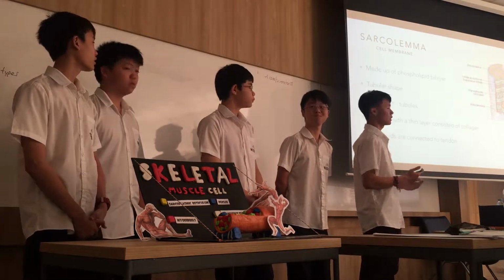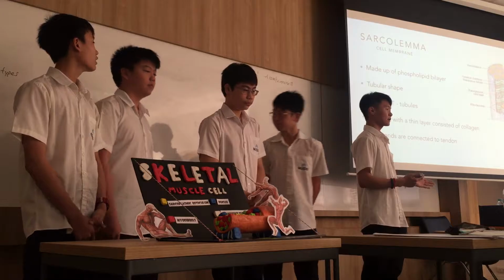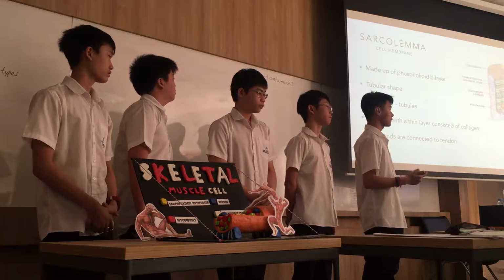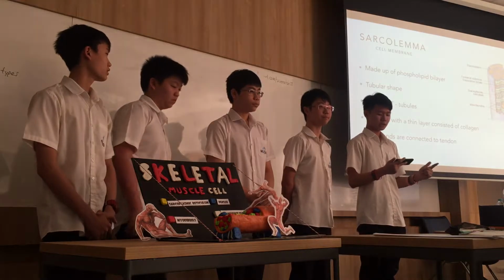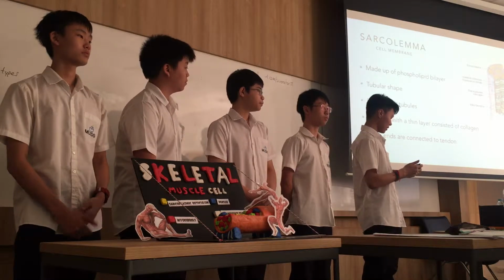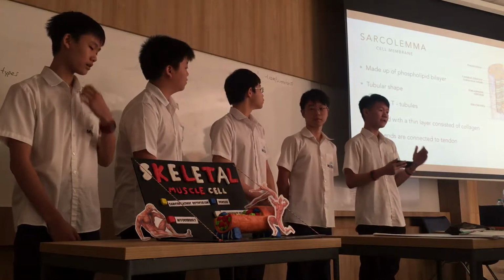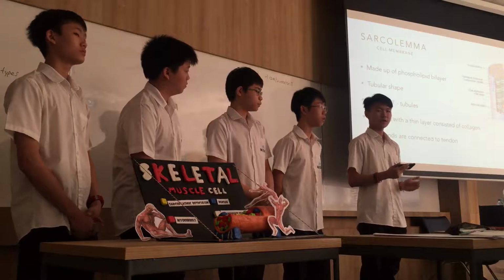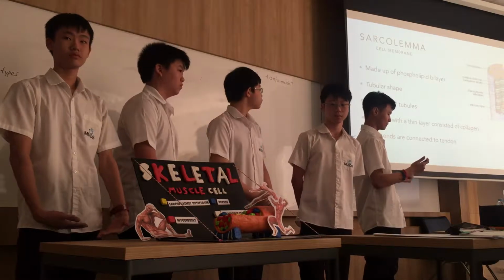The next one, sarcolemma, also known as the cell membrane, which is the same as a general cell membrane made up of phospholipid bilayer, and it is tubular in shape. Also, it forms T-tubes that we're going to talk about later, and it is covered with a thin layer of collagen that helps the flexibility of the cell when we contract and relax.